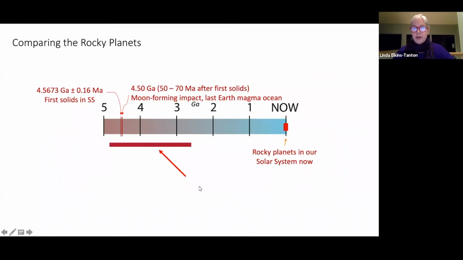And so these processes that happened long ago sometimes sent planets on divergent evolutionary paths. And so we'll be referring to early solar system times as we talk about the planets that we're looking at today. So let's start with atmospheres.